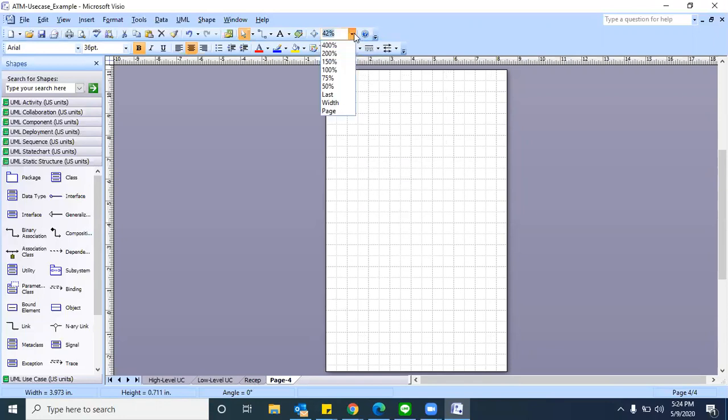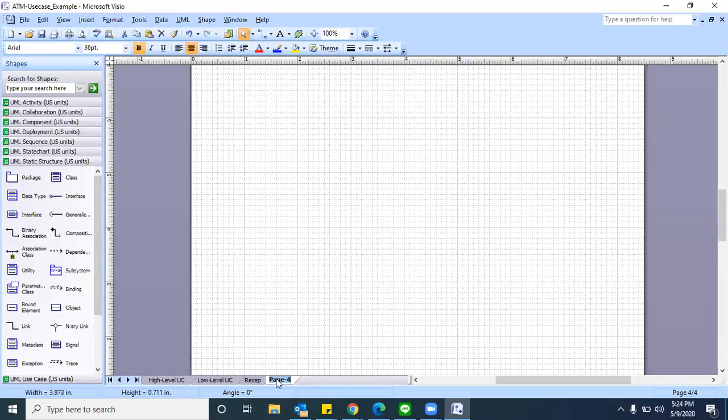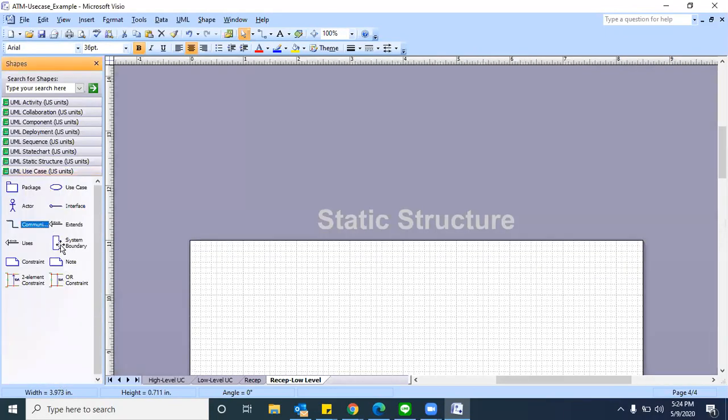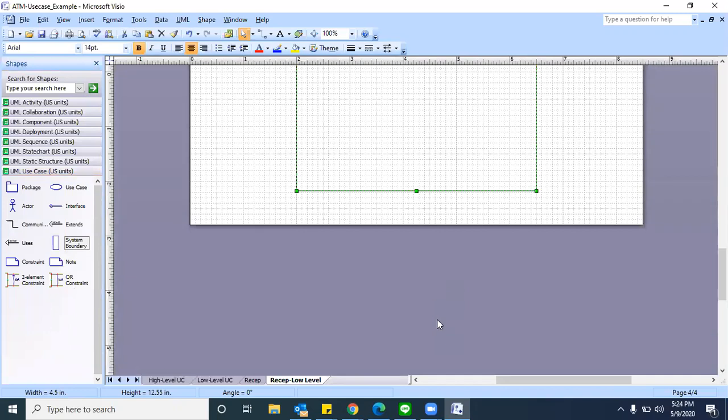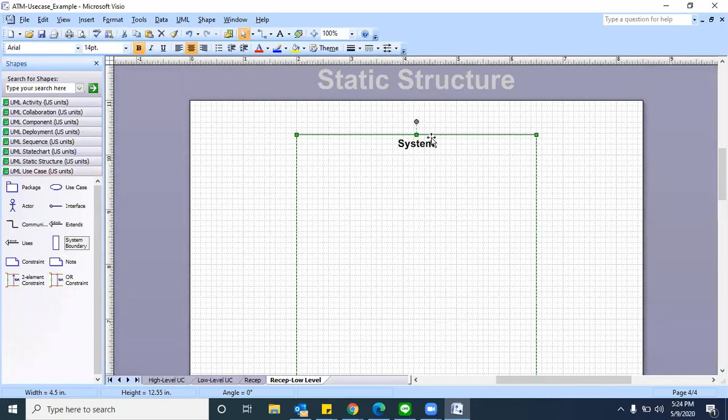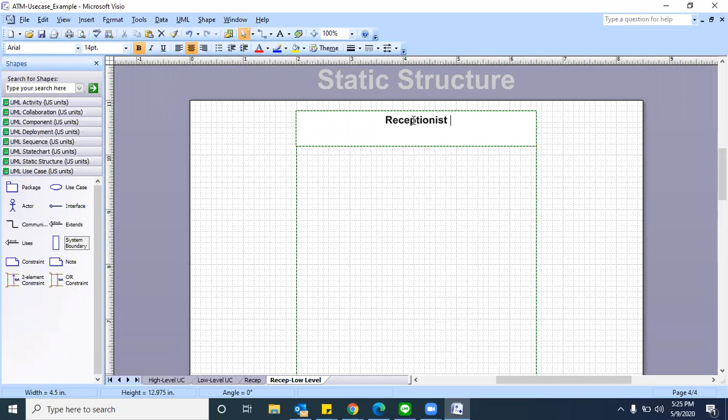See, I'm taking a low level use case here for your understanding, the receptionist low level. And I'm taking the same system boundary here. And this is the receptionist module. I want you to change the module names: receptionist module, low level use case, right or wrong?